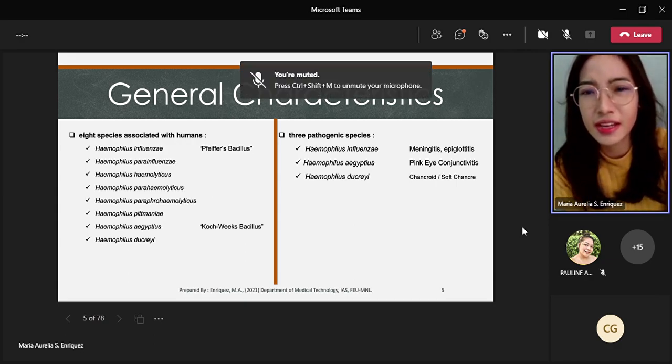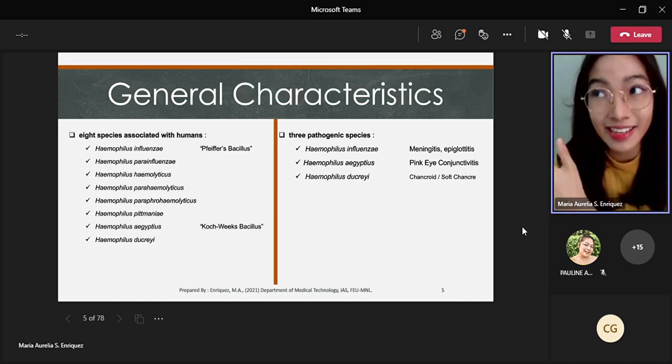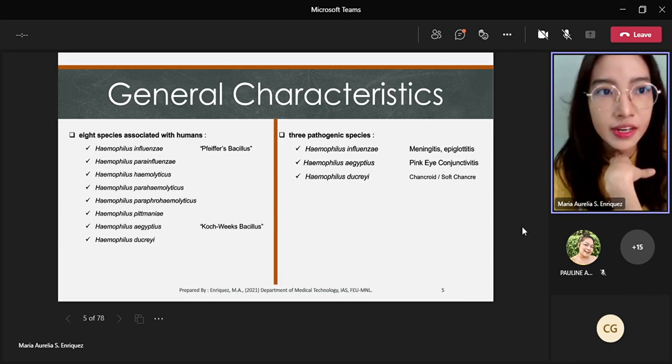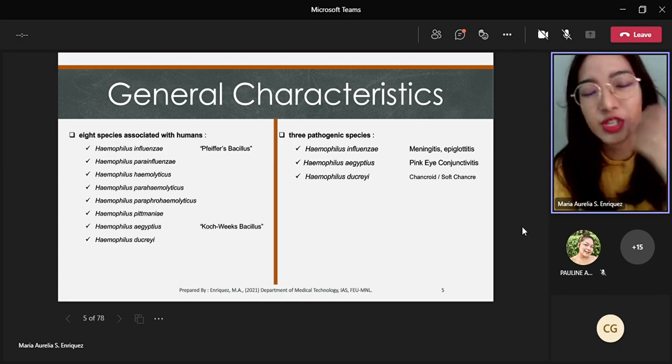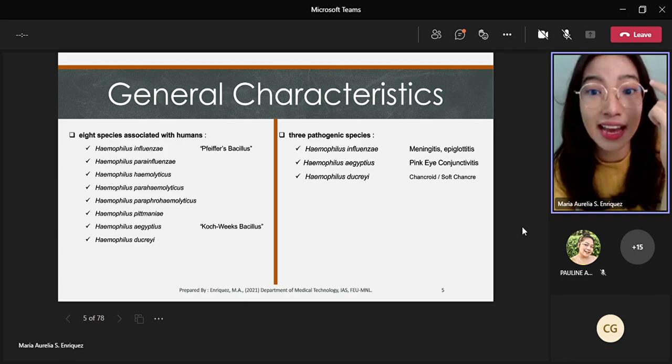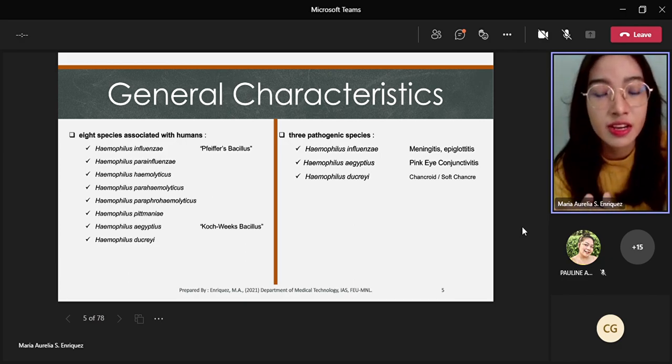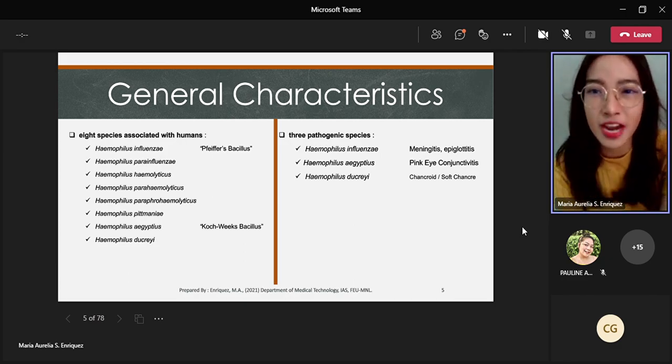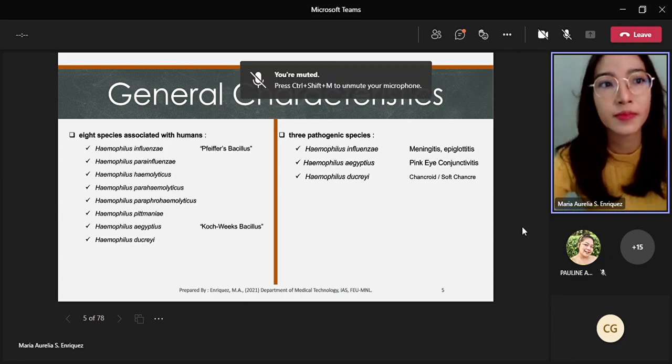significant, and these are Haemophilus influenzae, which could cause meningitis and epiglottitis. And then there's also, nag-glitch yung camera ko. And then there's also Haemophilus aegyptius, which is a causative agent of pink eye. And last one is Haemophilus ducreyi, which could cause sexually transmitted infections such as chancroid or soft chancre or the GUD. So dali lang po.